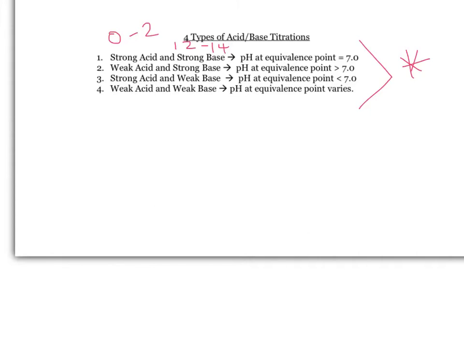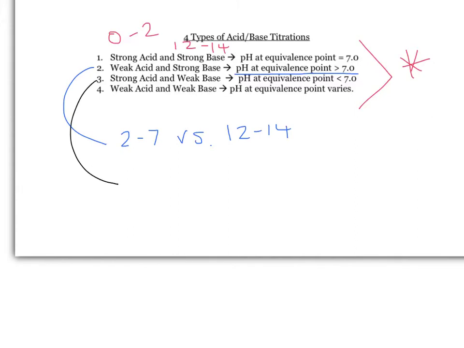Then we have a weak acid and a strong base. A weak acid would have a pH range anywhere of 2 to 7, whereas a strong base would have a pH of about 12 to 14. It should make sense that the strong base would have a greater effect on this reaction than a weak acid. Therefore, the pH at the equivalence point will be greater than 7. Think of taking the average of a number between 12 and 14 and a number between 2 and 7. That average will be greater than 7.